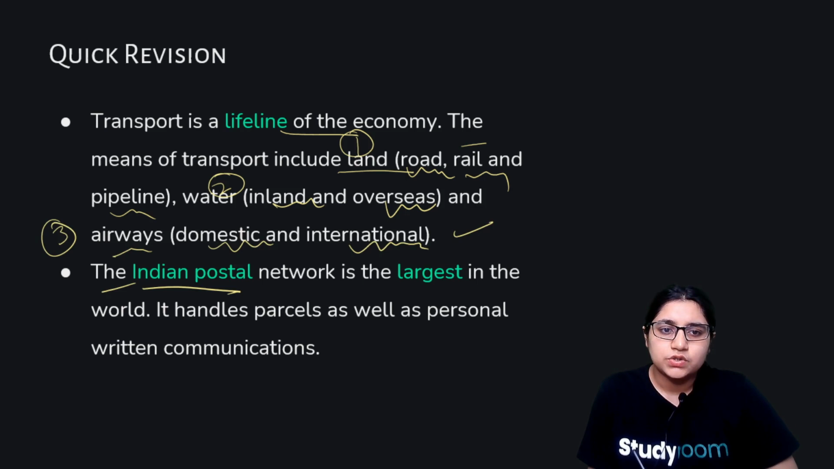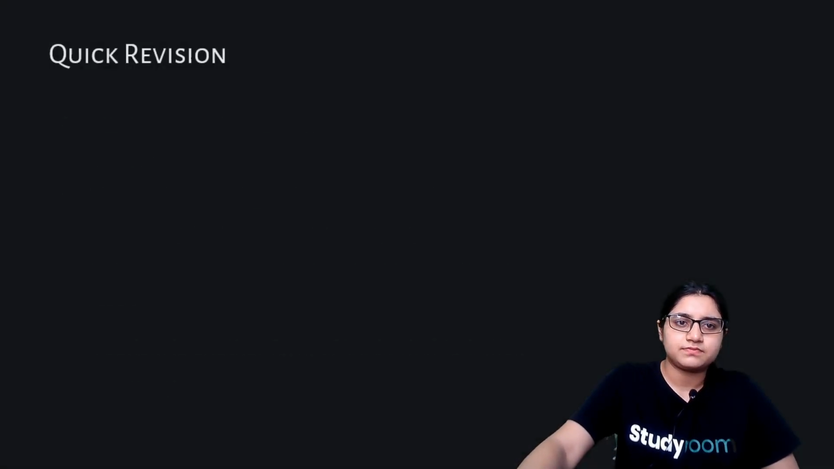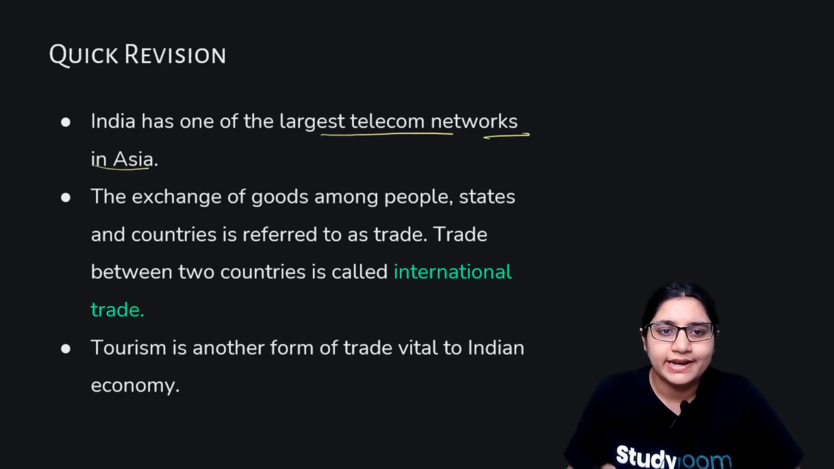Second is communication. We have discussed transportation, now communication. The postal network is the largest in the world. It handles parcels as well as personal written communications. India also has one of the largest telecom networks. Telecom refers to phones and landlines.